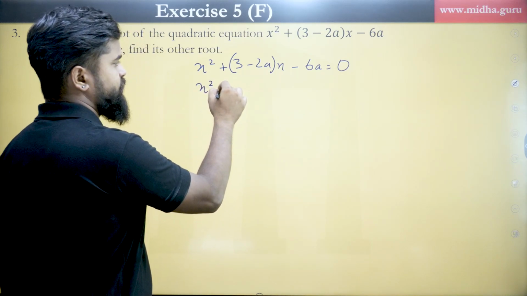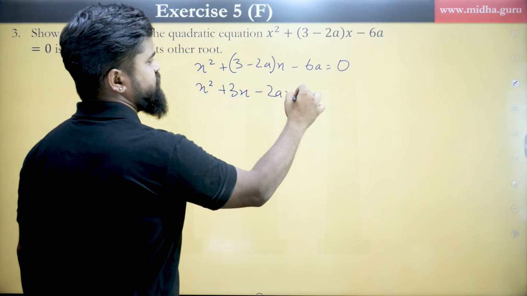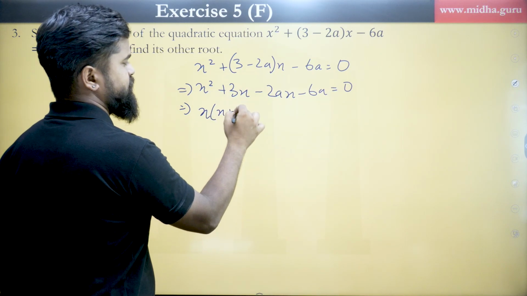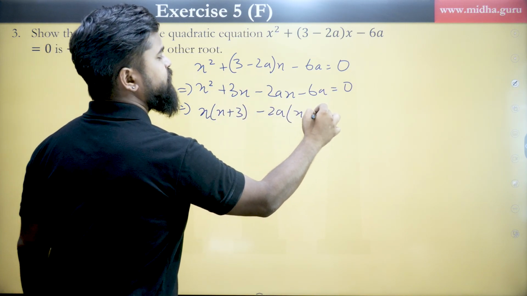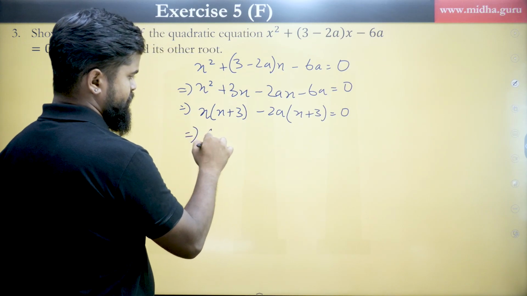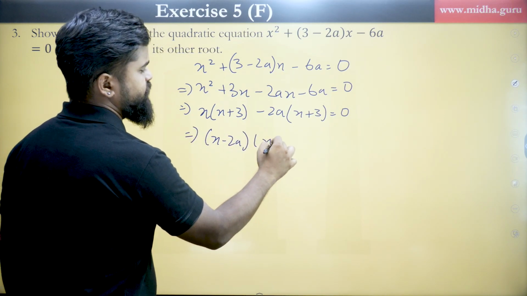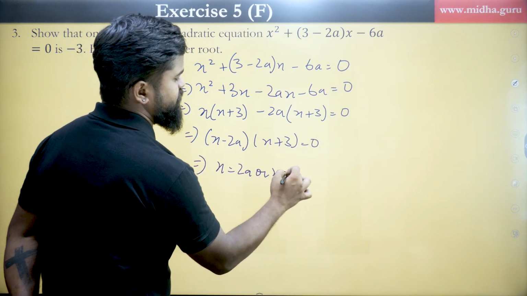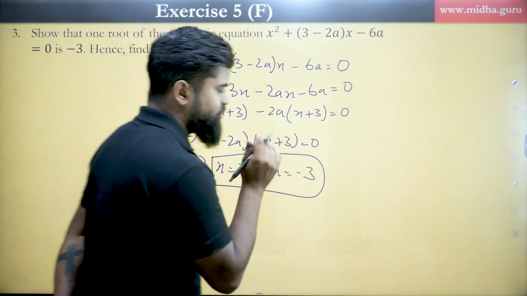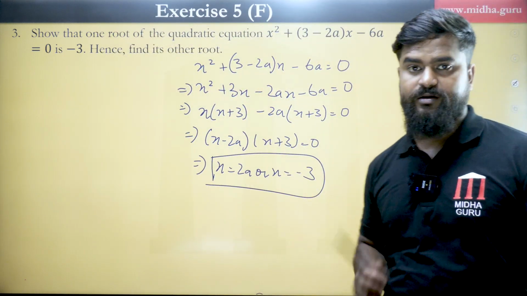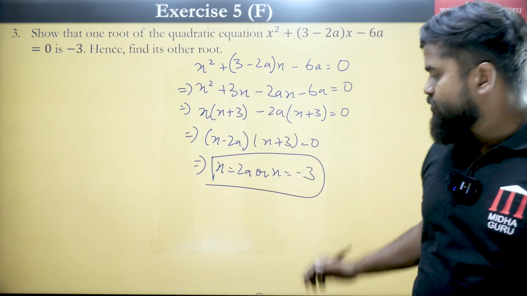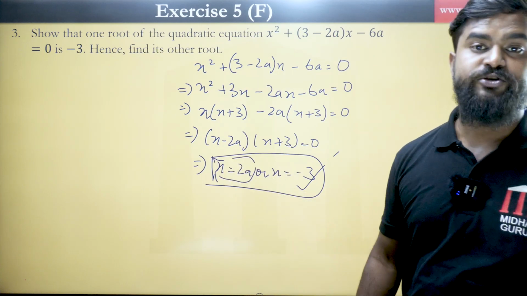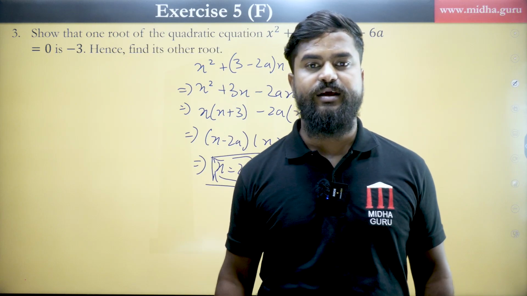So we'll just say x square plus 3x minus 2ax minus 6a is equal to 0. Here we'll take x as common, I get x plus 3. Here we take minus 2a as common, again I get x plus 3. So you have x minus 2a into x plus 3 is equal to 0, from which you can get that x is equal to 2a or x is equal to minus 3. Hence, on solving the equation, we saw that one of the roots was in fact minus 3. So we verified that. Hand in hand, we also found the other root, which is equal to 2a. Let's move on to the next question.